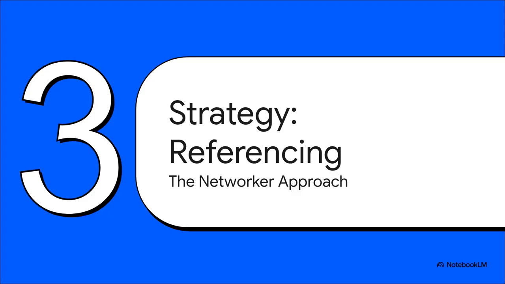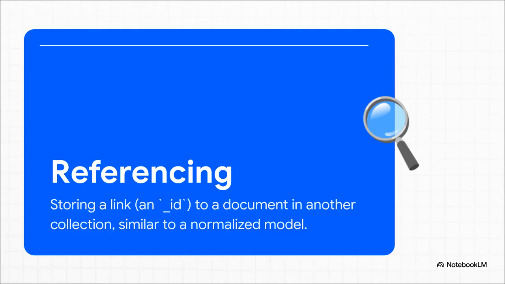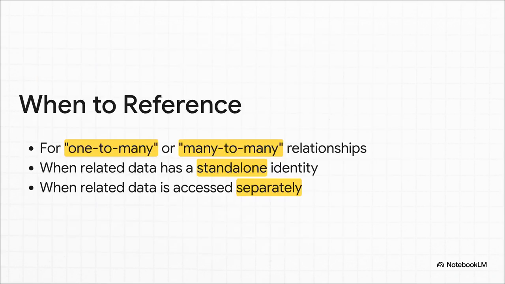All right, now for the complete opposite approach. If embedding is all about putting things together, referencing is all about keeping them separate but connected. So going back to our examples, a book document wouldn't contain all of the publisher's information. Nope, it would just store the publisher's _ID, which then links or refers to a separate document in the publisher's collection. Referencing is your absolute go-to for any large-scale one-to-many or many-to-many relationships. It's perfect when that related data has its own identity, and you often need to access it on its own. Plus, it keeps your documents nice and small, completely dodging that 16 MB limit.